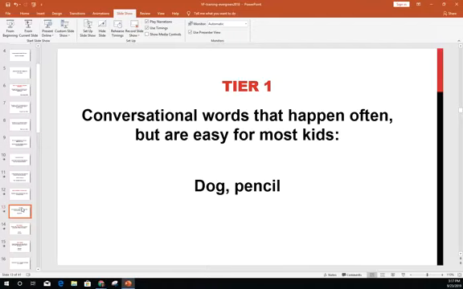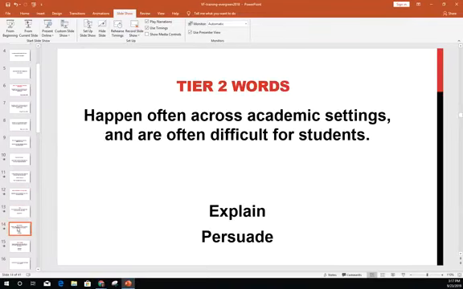So there are those tier 1 words that are conversational words that happen often. They're easy for most kids, words like dog and pencil. Yes, some kids might not know these words, but for most kids, because they have enough exposure with these words, they're just not that difficult. We don't necessarily need to spend a ton of time on these words, because kids often know these words already just from conversation.